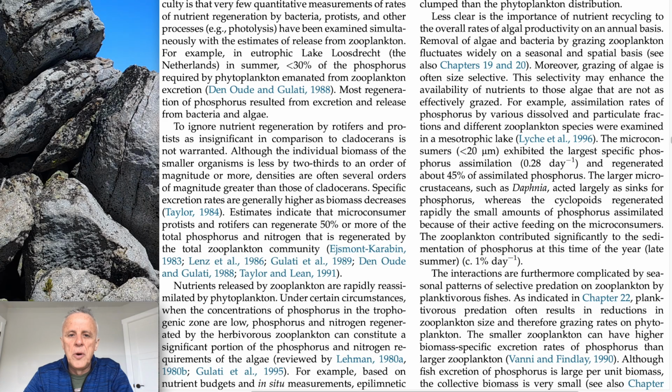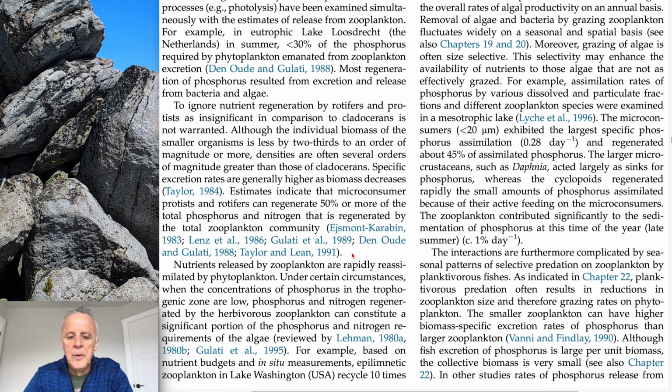Good day, everyone. So we're reviewing Wetzel's Limnology textbook. This is edition number 4. We are on chapter 15, the phosphorus cycle. And more specifically, today we will be looking at phosphorus cycling in the epilimnion. Nutrients released by zooplankton are rapidly reassimilated by phytoplankton.